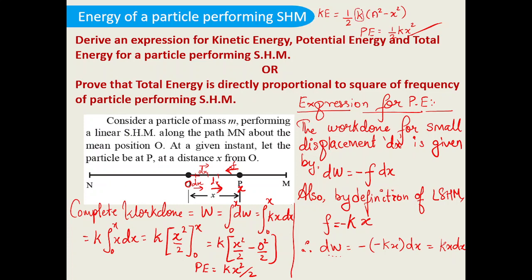You can replace this k by m omega square. Anytime you want to replace, you can replace the value of k as m omega square, such that the other formula for potential energy is: potential energy is also equal to half, instead of k you can write m omega square x square. So these are the two formulas for potential energy.